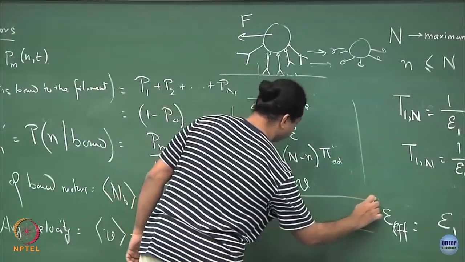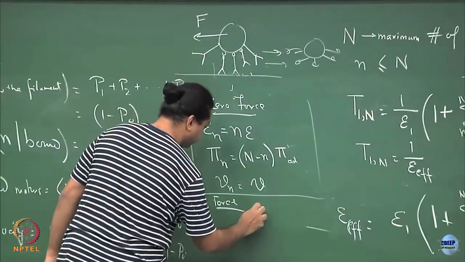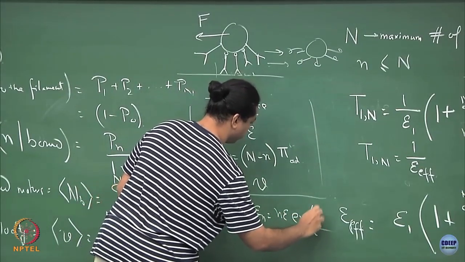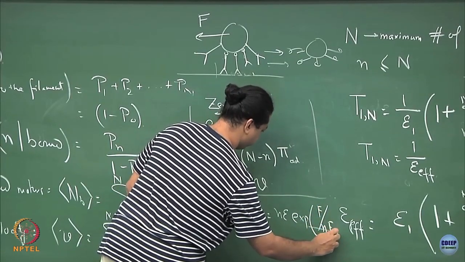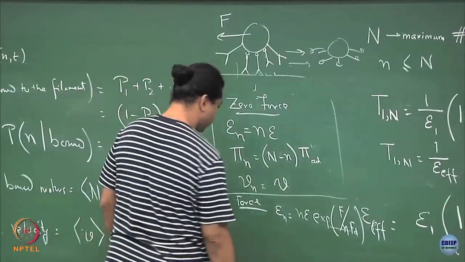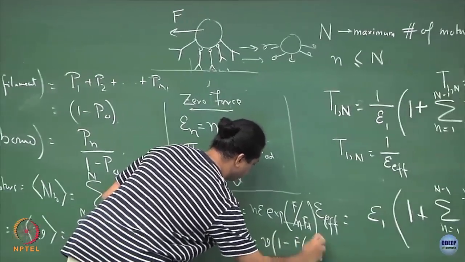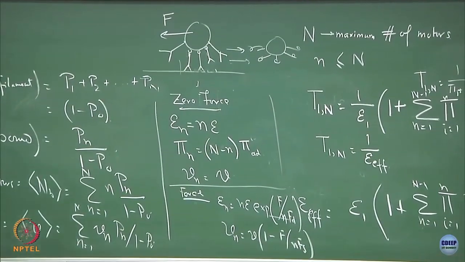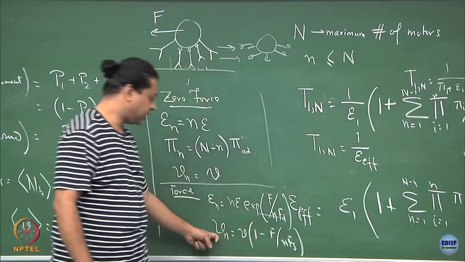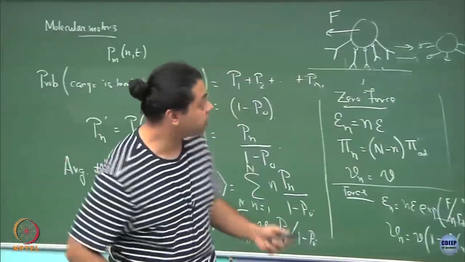The interesting thing is of course, what happens to these relations when you apply an opposing load, and there again experimentally people have found that you can write things like this: n epsilon exponential of f by n times f d. The pi n remains the same and the velocity goes as v into 1 minus f by n f s. So, what this says is that if you have a single motor bound, then the moment you apply an opposing load equal to the stall force f s, your velocity will go to 0. If you have two motors bound, then you need to apply twice the stall force, which is what we saw in those experimental curves earlier on.